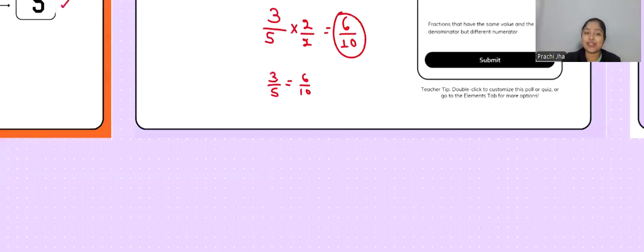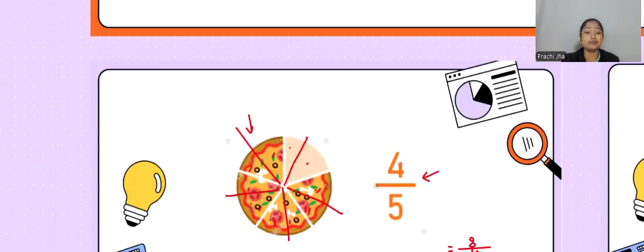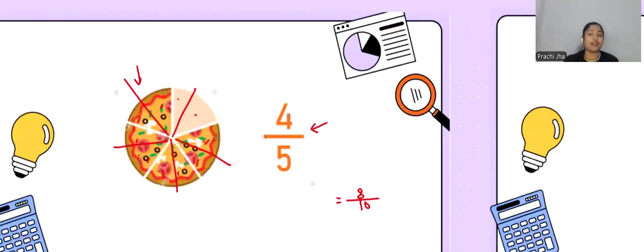Exactly. So I hope you are clear with this and now you know how to find equivalent fractions. It represents the same as a whole, right? I hope now you know what equivalent fractions are.